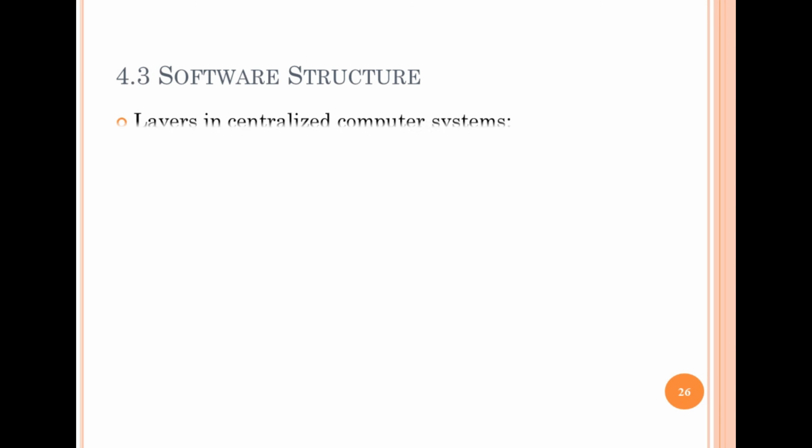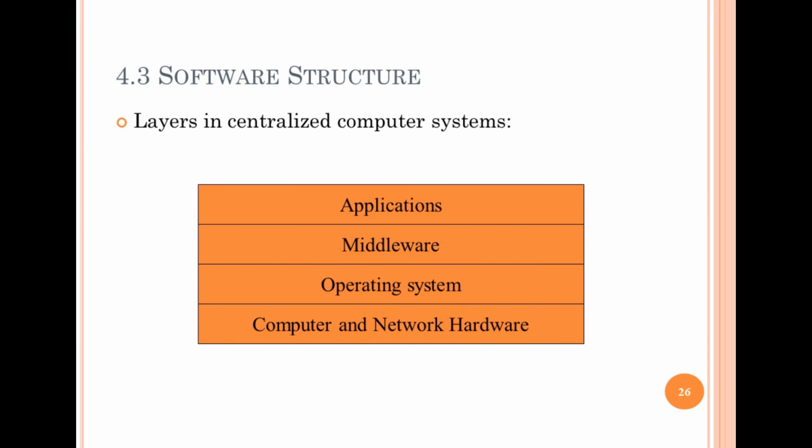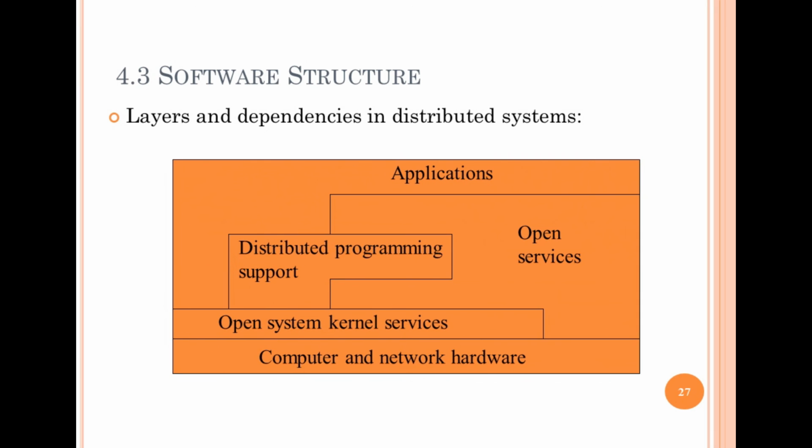Software structure: layers in a centralized computer system. Here are the layers in a centralized computer system: application, middleware, operating system, and computer and network hardware. The second one is layers and dependencies in a distributed system. Here is the diagram of the software structure.